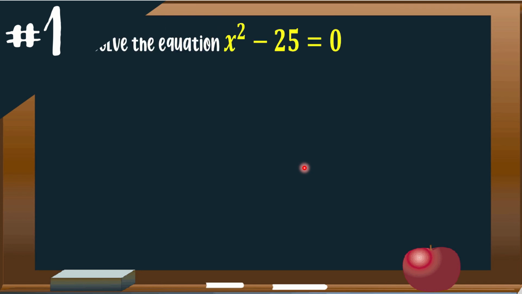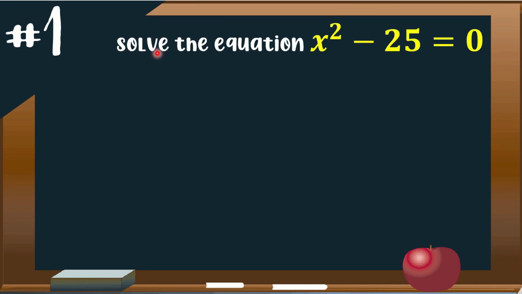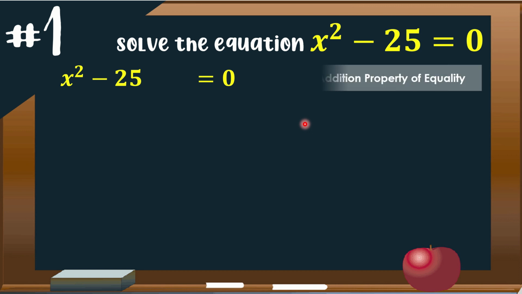So let us have example number 1. Solve the equation x squared minus 25 is equal to 0. Alala nyo kanina, the form should be x squared is equal to the constant. So, para mangyari yon, let us apply the addition property of equality. Gamitin muna natin yan. We need to isolate x squared here. Para maging solo na lang si x squared dito, we need to add a constant. Since negative 25 yan, magdadagdag tayo both sides ng positive 25.